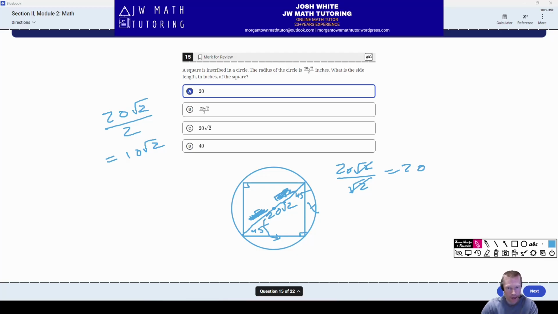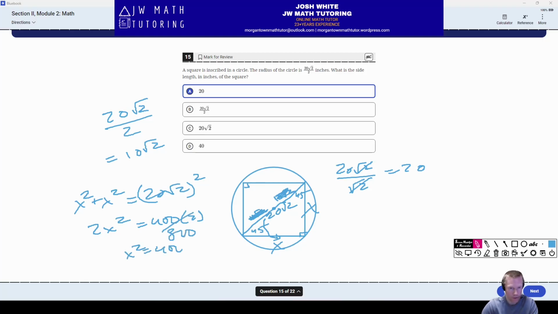However, if you don't know that, if you just want to use Pythagorean theorem, you could do it this way. You could say x squared plus x squared, because they're each the same, equals 20 root 2 squared. 2x squared equals, now this 20 squared is 400. Root 2 squared is 2. So this becomes 800. x squared equals 400. And then the square root of that is just 20.